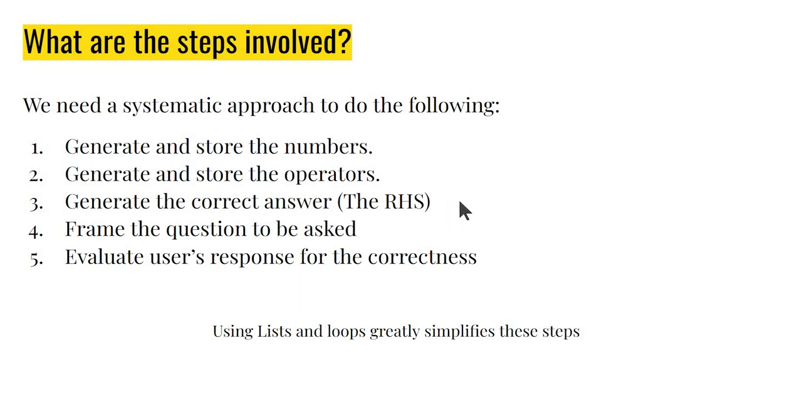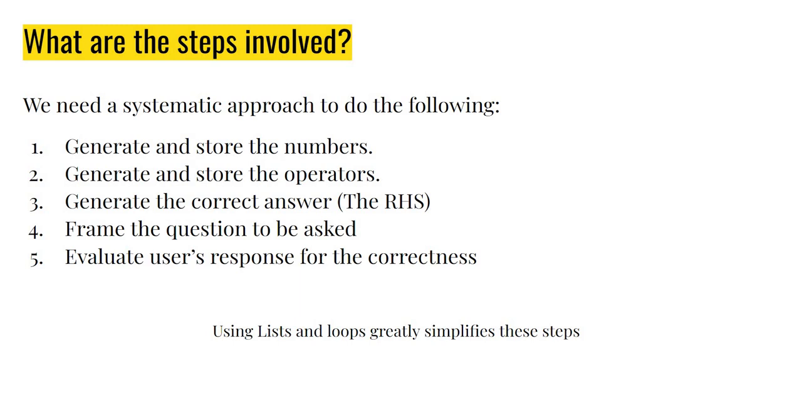Now this is usually the trickiest part because we have to figure out how to compute this. Next, we are going to frame the question that is to be asked because the user must be asked a very clean question. And finally, we must evaluate the user's response for correctness. Like I said, these steps are no different from what was happening in the smaller questions. It's just that with the larger number of numbers, using lists and loops greatly simplifies these steps and makes it highly scalable. So you can use this approach even for 2 numbers or even 20 numbers. This is what we are going to discuss in this video.